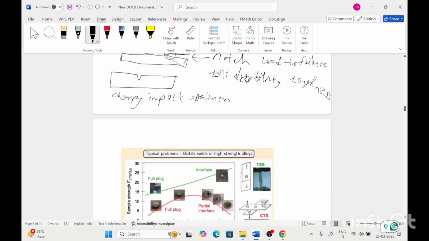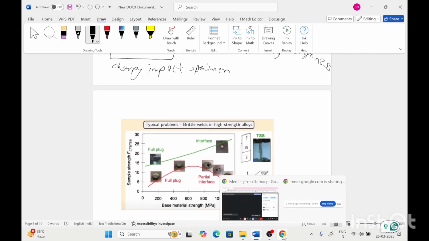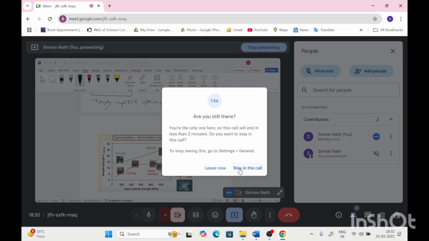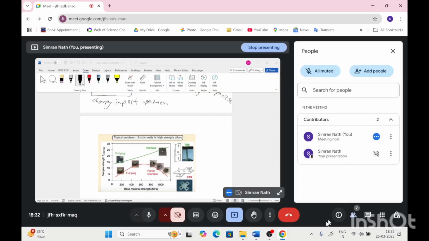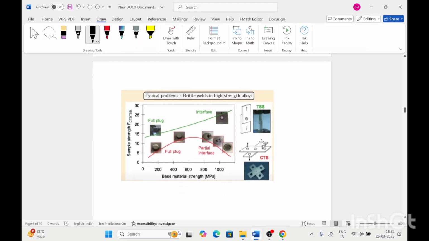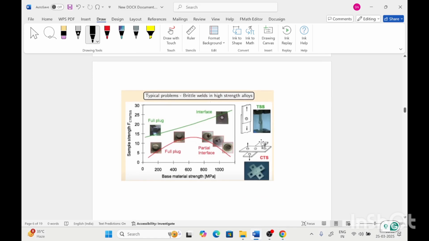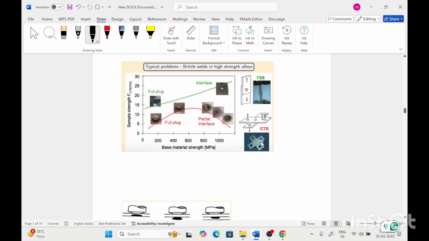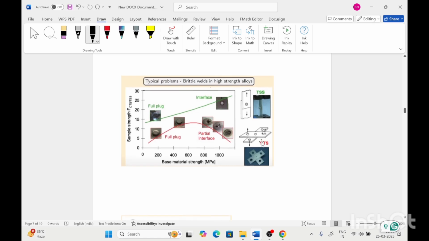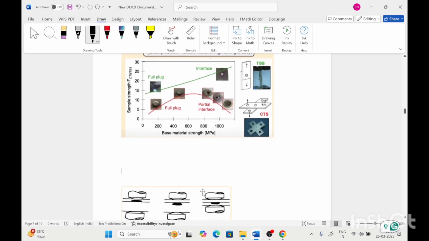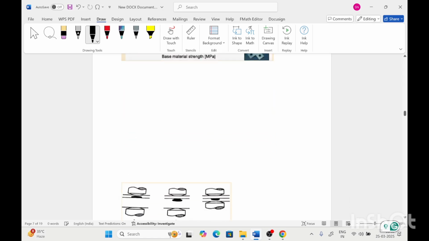So what are the typical problems? What are the typical problems we can face during the testing of the weld nugget joints? The problems can occur from different sections.